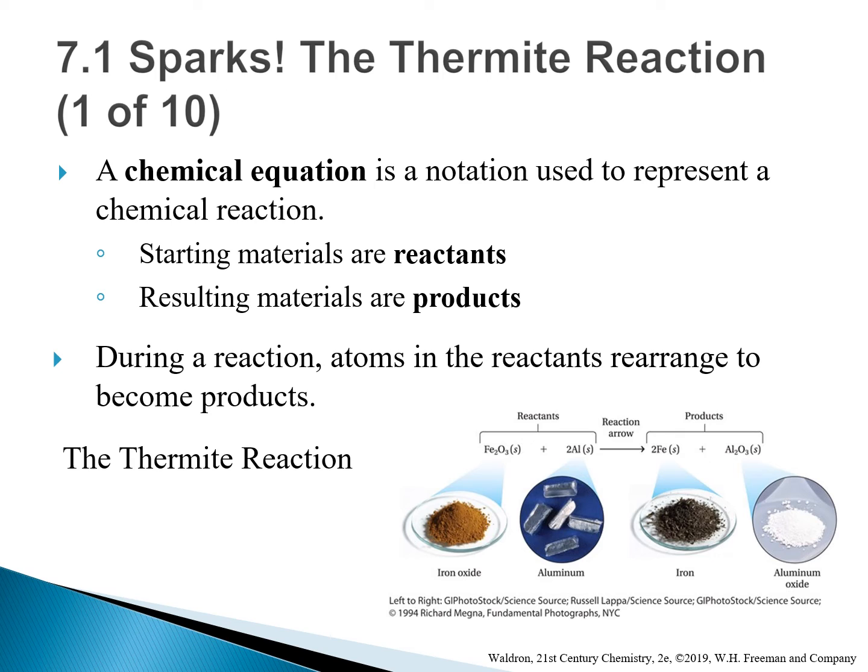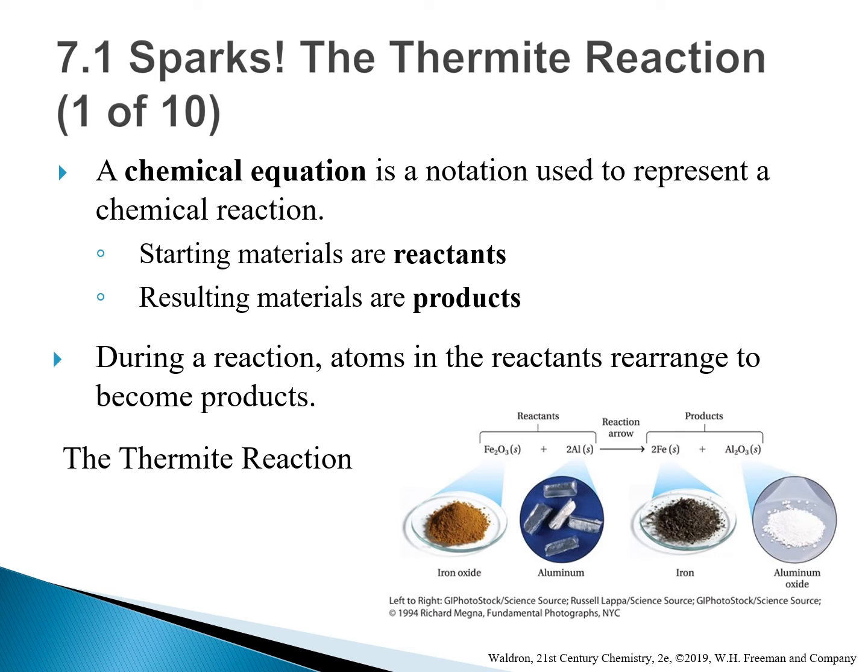The starting materials in any chemical reaction are reactants. The substances present after the reaction has been carried out are products. By convention, we place all reactants to the left of the arrow in a chemical equation, and we place all products to the right of the arrow.